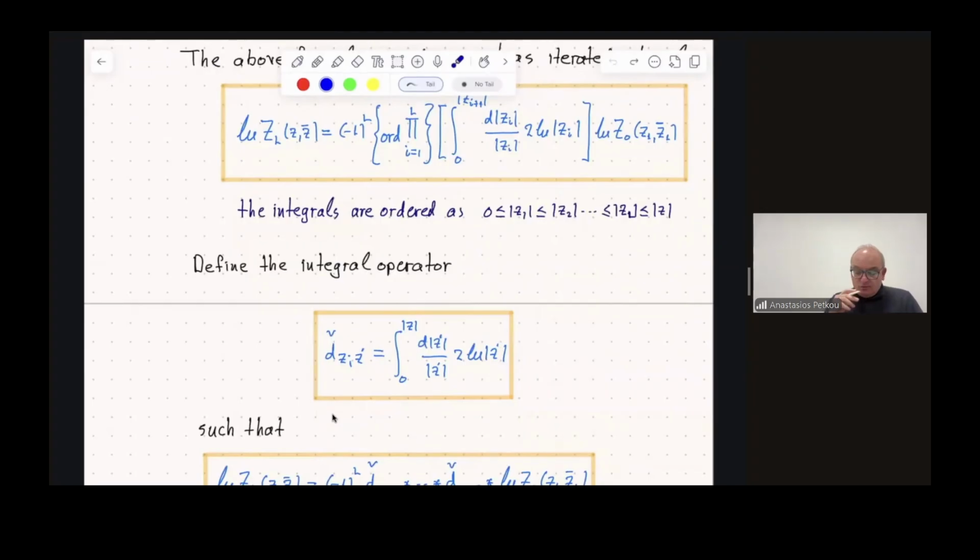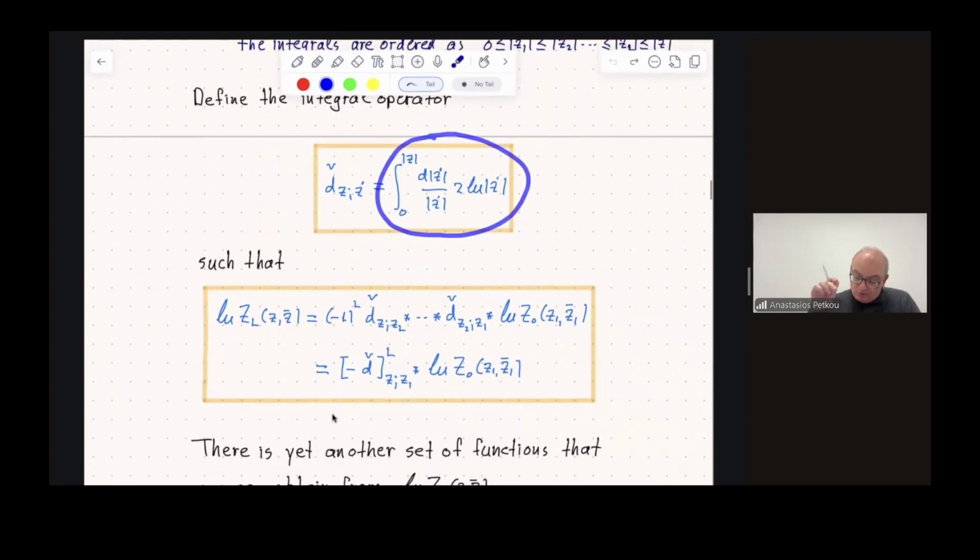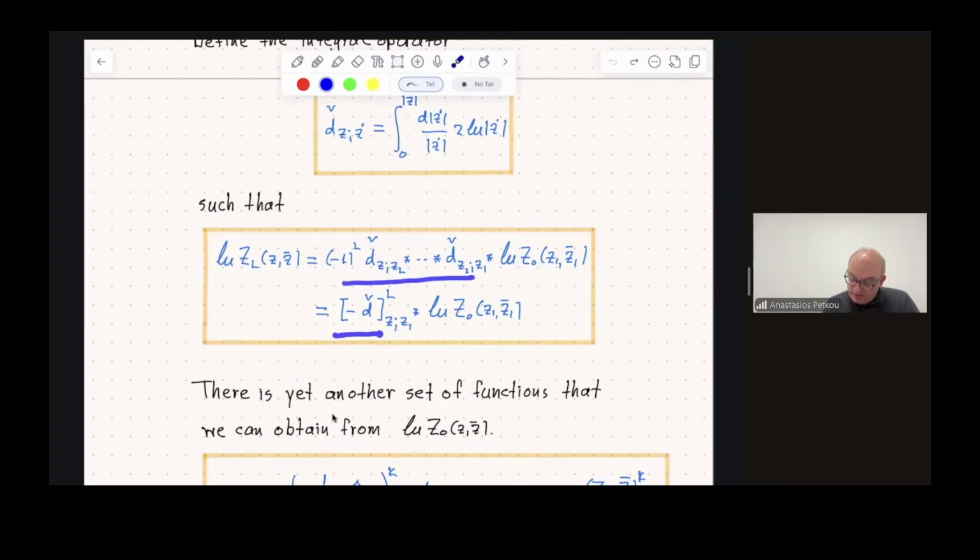So that allows us to define now an integral operator. This is the single integral operator, with which I act on my log z0 many times this way. And so this is a definition. So this is my integral operator acting L times on the free energy of the harmonic oscillator, and gives me exactly the free energy of the field theory.